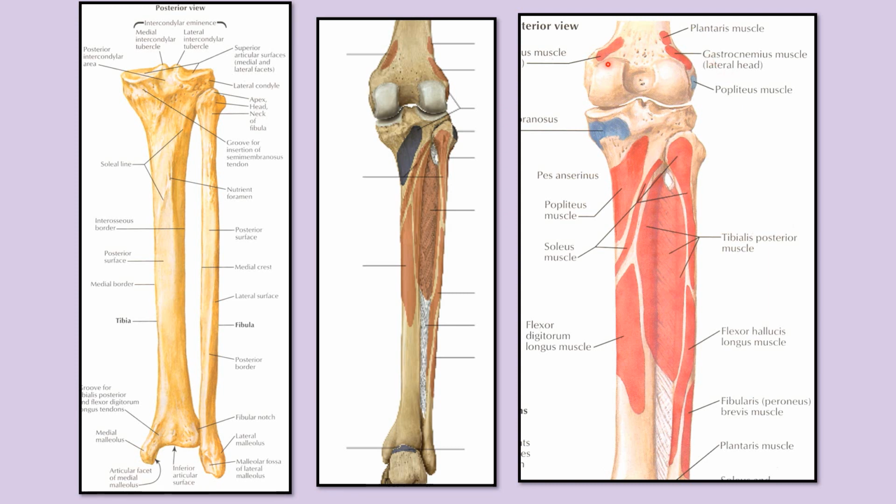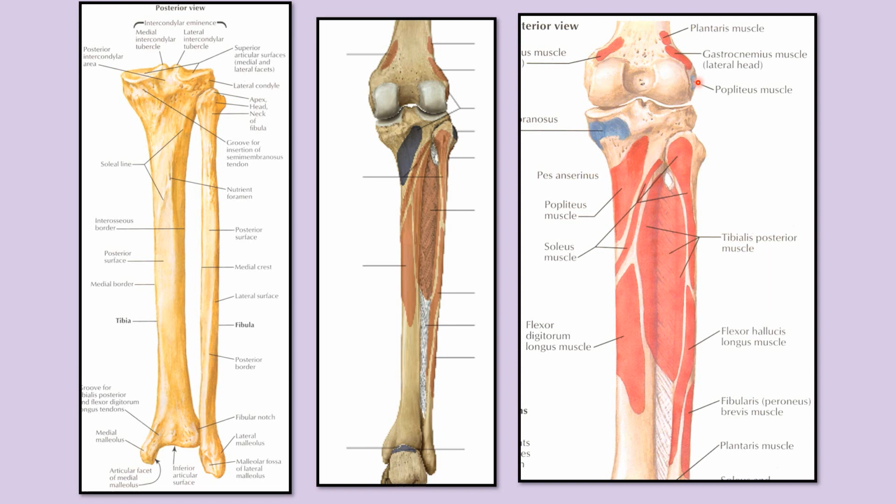Both these heads come down and they join together. Along with soleus, they form triceps surae. Triceps means three heads, and surae means calf; the muscle belly is completely formed by both heads of gastrocnemius and soleus. I am just showing you the origin of gastrocnemius.